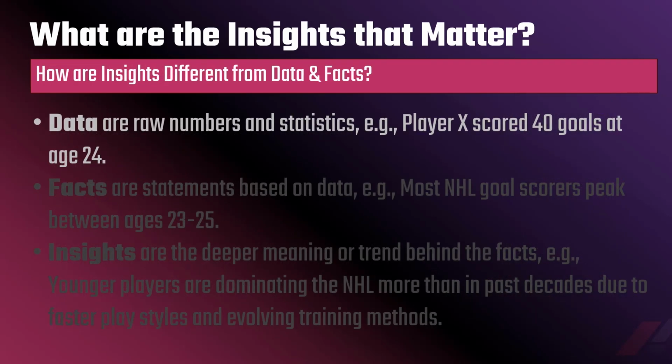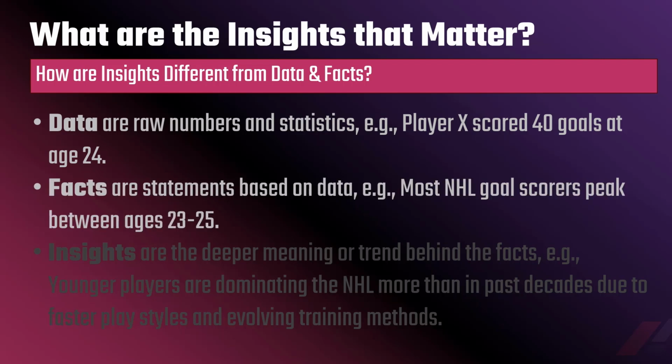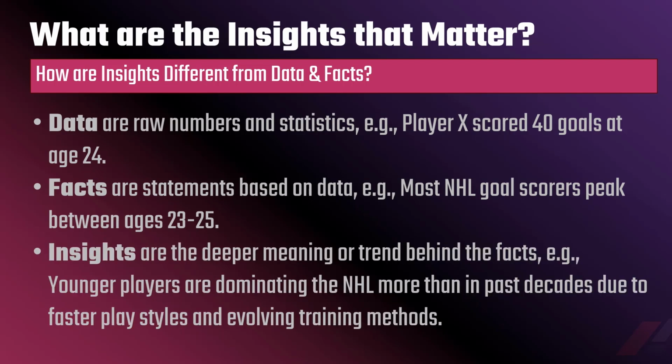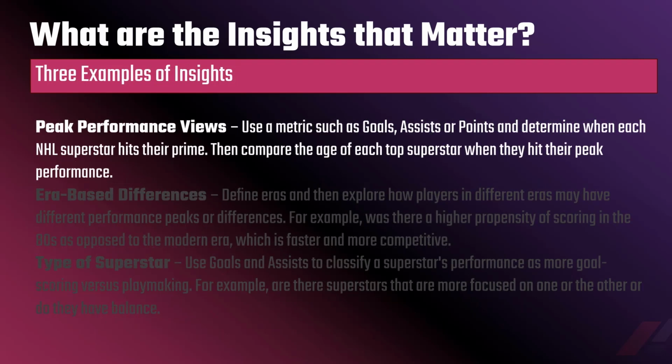For example, an example of data is player X scored 40 goals at age 24. Facts are statements based on data. For example, most NHL goal scorers peak between ages 23 to 25. Insights are the deeper meaning or trend behind the facts. For example, younger players are dominating the NHL more than in past decades due to faster play styles and evolving training methods.